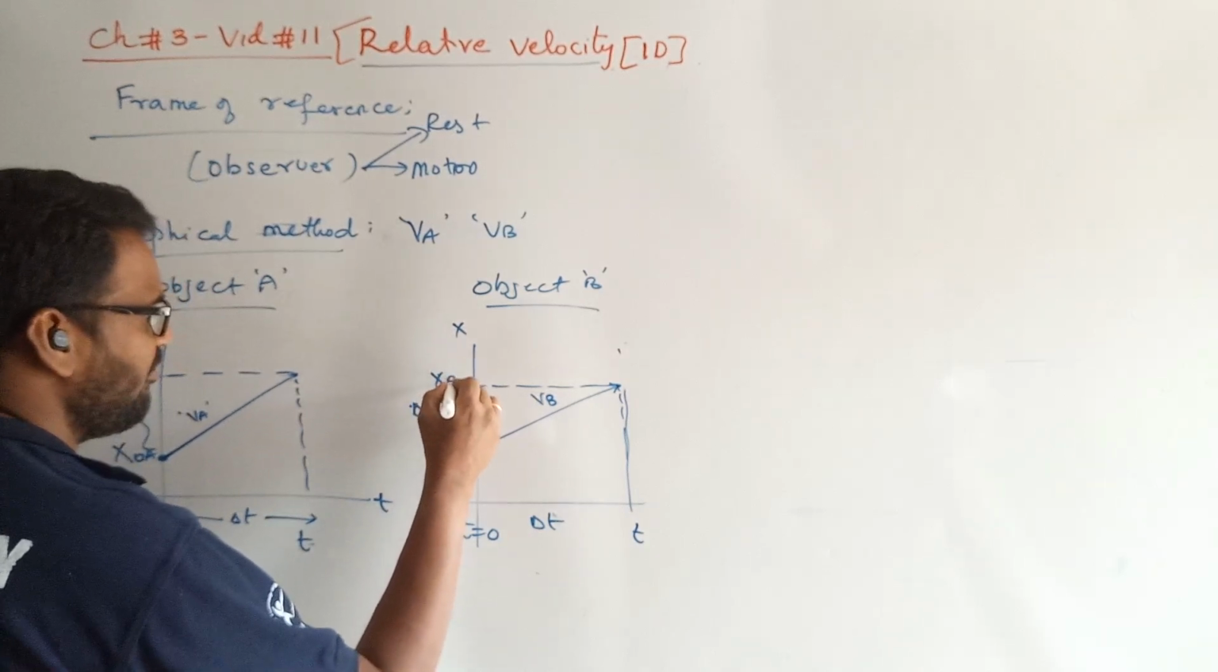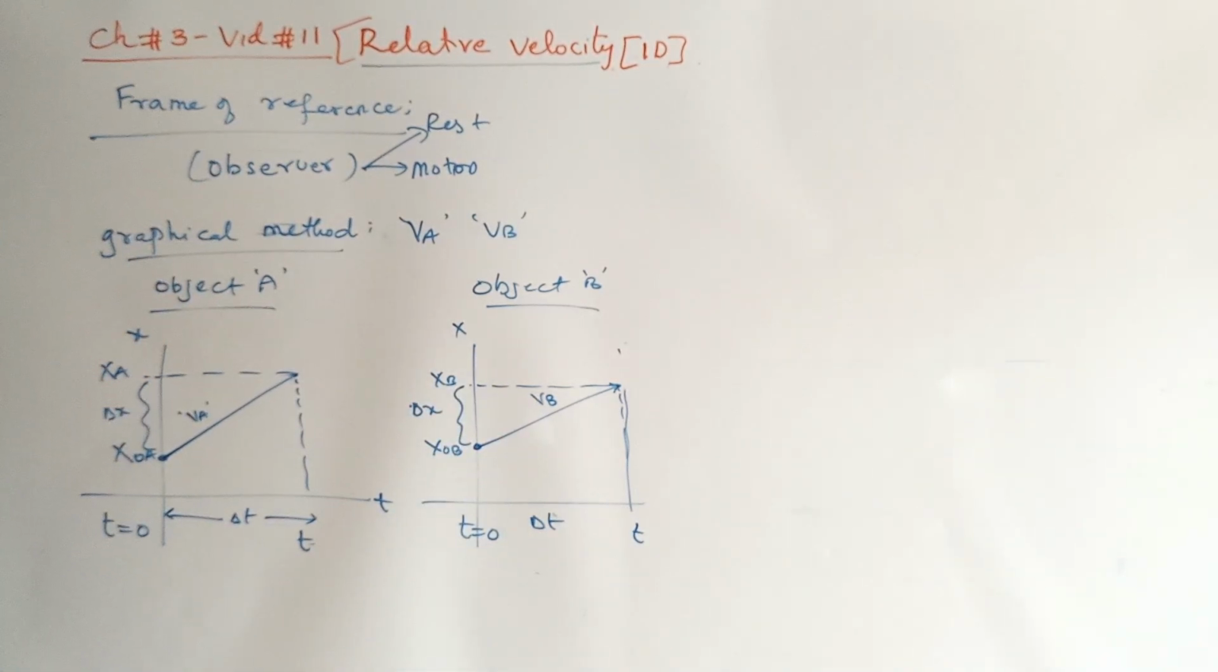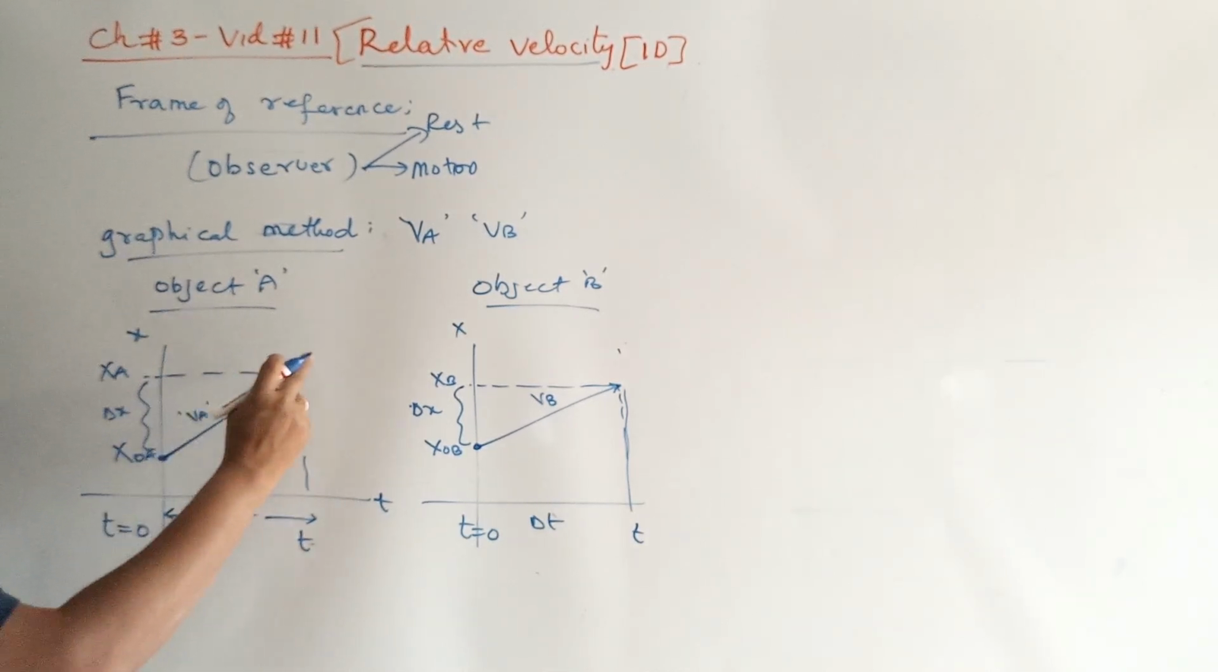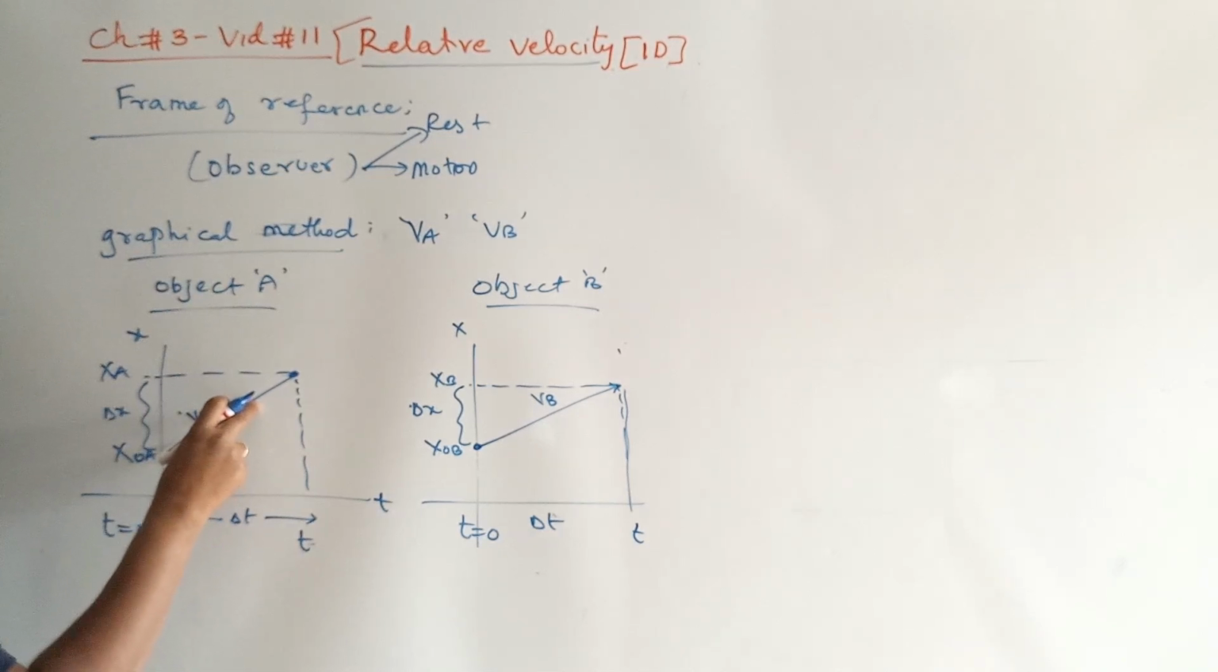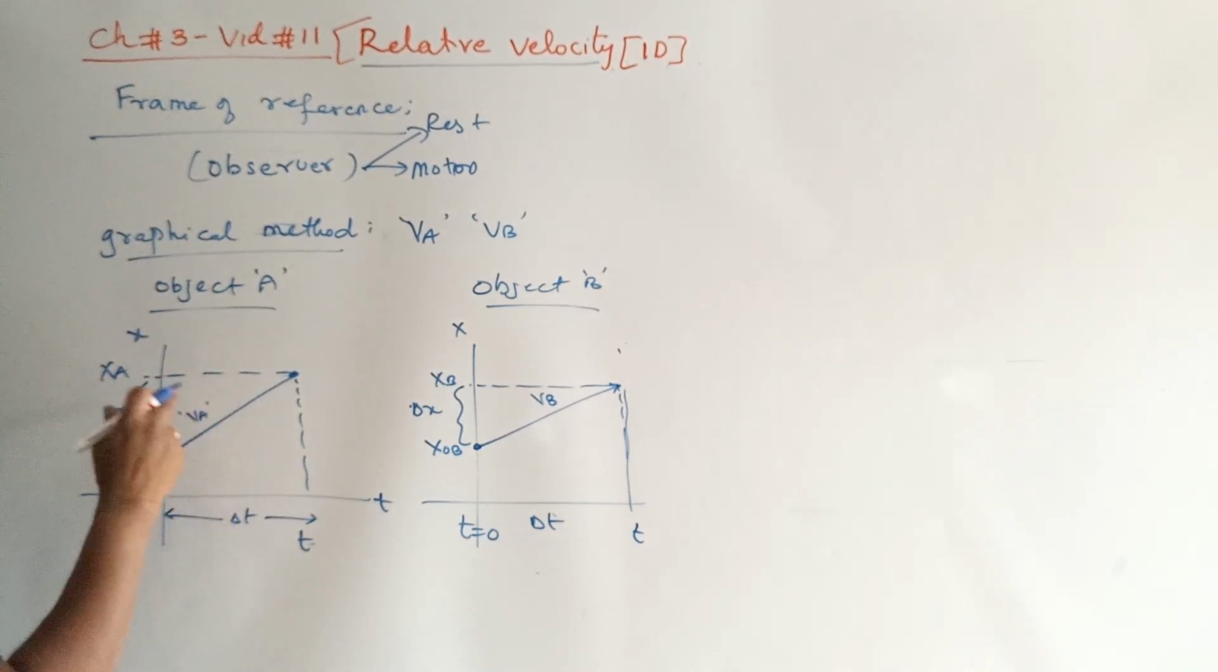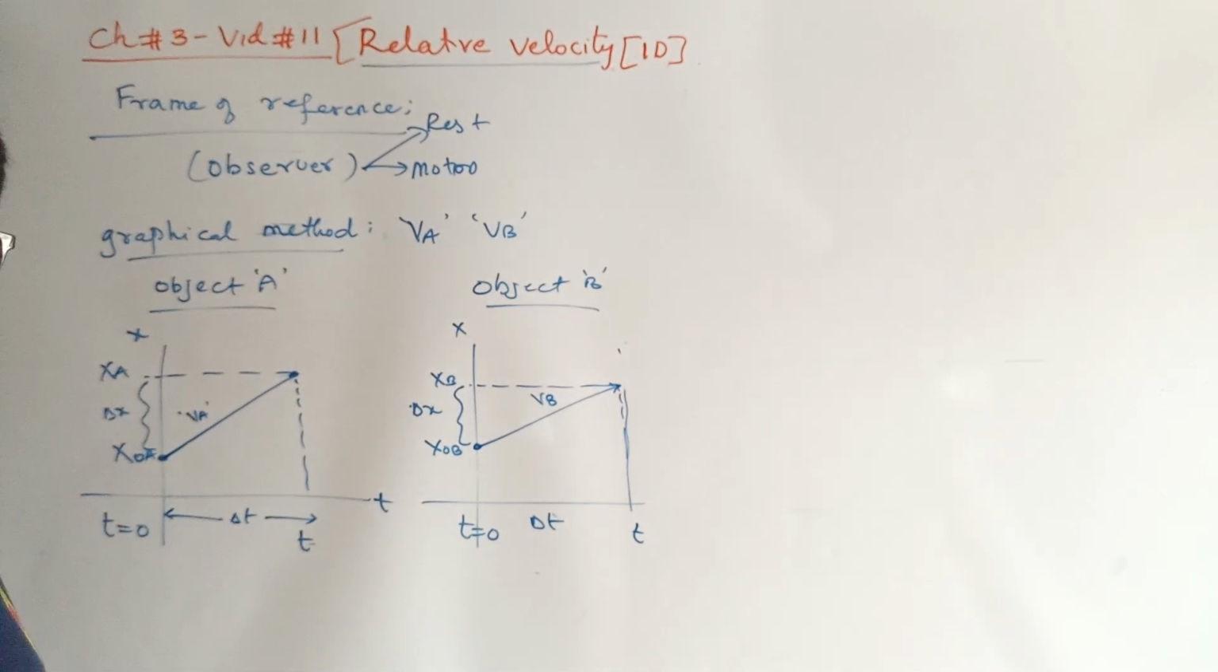Final position can be given by what? Xb. Is that clear? For A, we start at initial position x naught A, travel for a time t, and reach the final position xA. This change of position takes a time of change of time, delta t. Accordingly, the final position appears here. This line indicates velocity because it has both magnitudes. The ratio of y by x gives rise to the velocity of A and the velocity of B. Now, how do we write equations for these two?